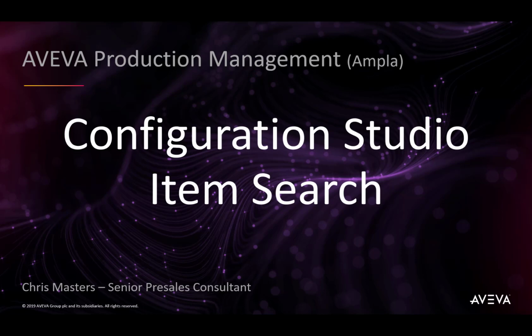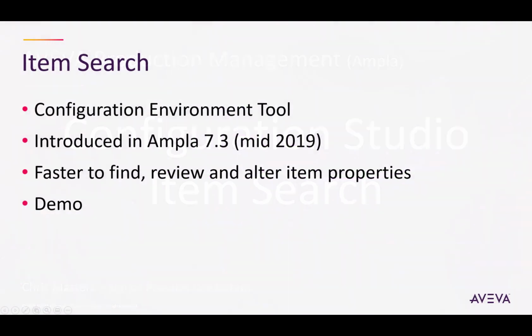In this video, I'll provide an overview of the item search capability in AVEVA Production Management. This functionality is available within the solution configuration environment, AVEVA Production Management Studio. This feature was introduced in Ampla 7.3, which was released around mid-2019, Ampla being the application's former name.